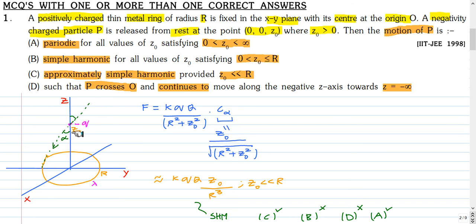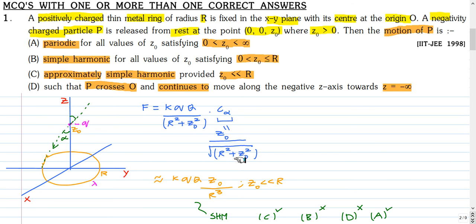So it's as if the full charge is concentrated at a point and the z component of that force is the net force. So the force acting on this negative charge minus q is k, where k is 1 by 4 pi epsilon naught, times the product of the charges, q and capital Q, divided by the distance. The distance is the square root of r square plus z0 square. This is the Pythagoras theorem. And the cos component of this force, that is cos alpha, is the adjacent side, that is z0, divided by square root of r square plus z0 square. So this force is approximately kqQ into z0 divided by r cube, for z0 much smaller compared to r.